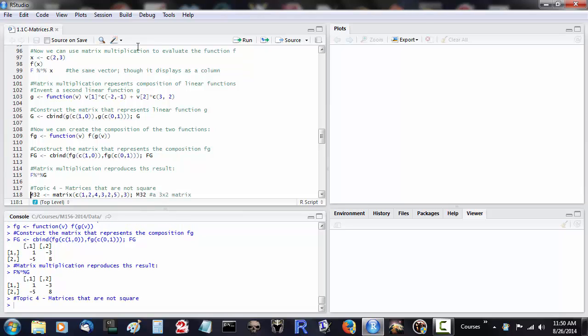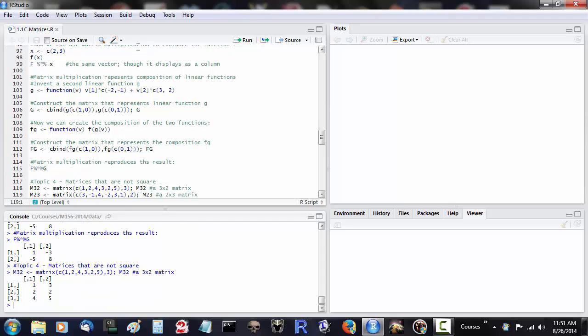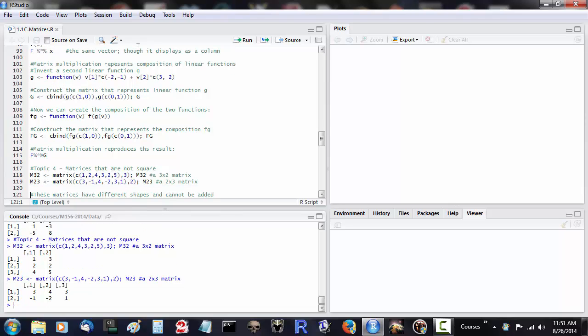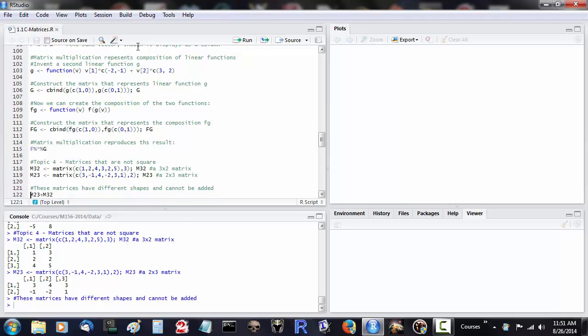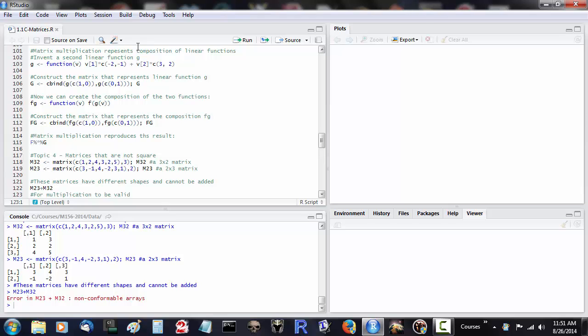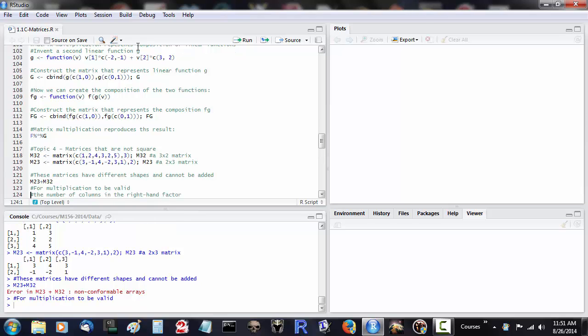So far all our matrices have been square, but matrices don't have to be square. Here is a 3 by 2 matrix. That means 3 rows, 2 columns. It has 6 entries, and the second argument to the matrix function says it has 3 rows. Here's M23. This has 6 entries, but now it has 2 rows and 3 columns. I can't add these matrices together because they have different shapes, and R tells me I have made an error.